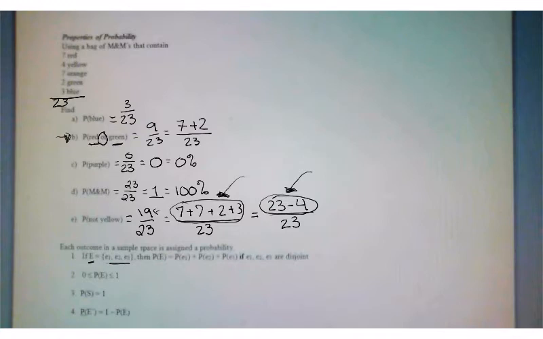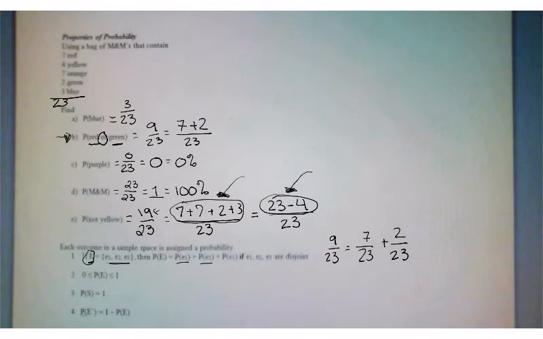What this property tells us then is if we want the probability of the all-encompassing event, take the probability of the smaller events and add it up. And that's really what we did. In order to get the probability of red or green, which we knew was 9 over 23, we could take the probability of getting red, which was 7 over 23, and add it to the probability of getting green, which was 2 over 23.